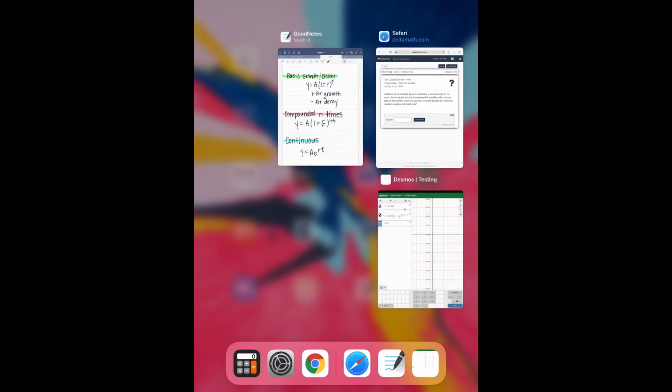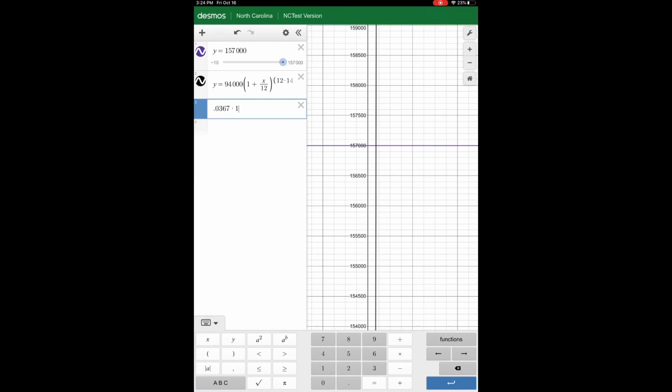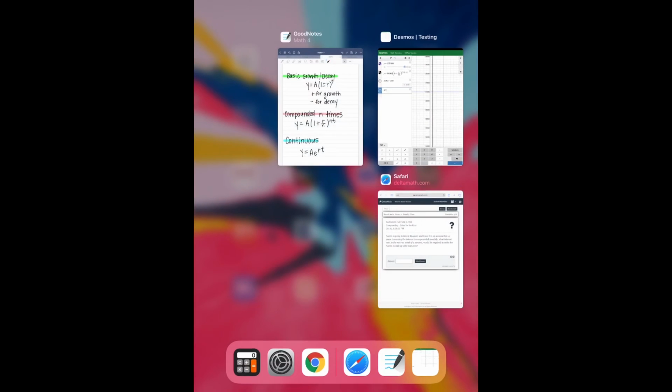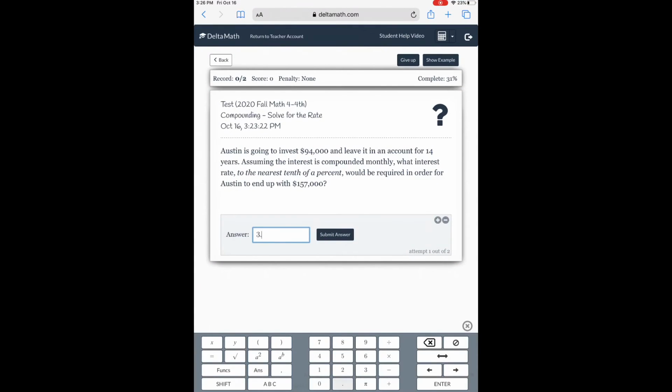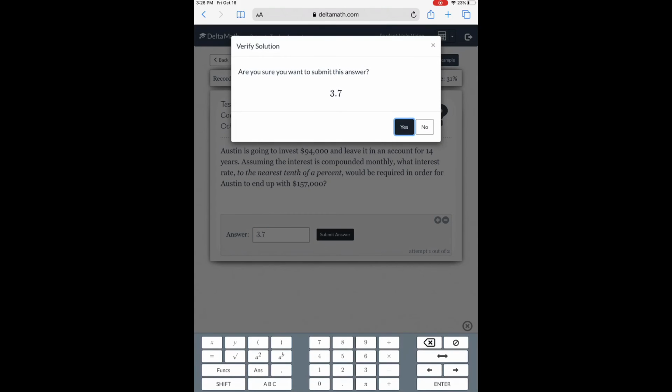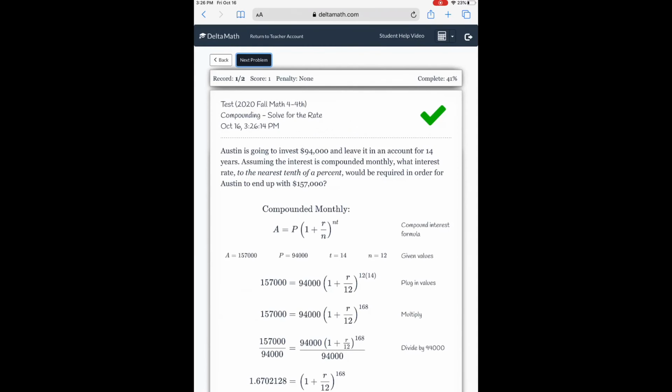Now the question says to the nearest tenth of a percent. So first of all, we got to turn it into a percentage. To turn it into a percentage, we multiply it by 100. So we get 3.67%, but they want us to the nearest tenth, so it's going to be 3.7%. So 3.7% is going to be my final answer.